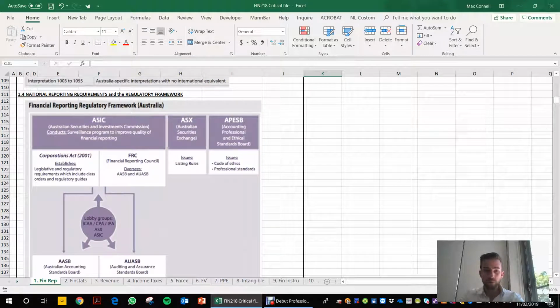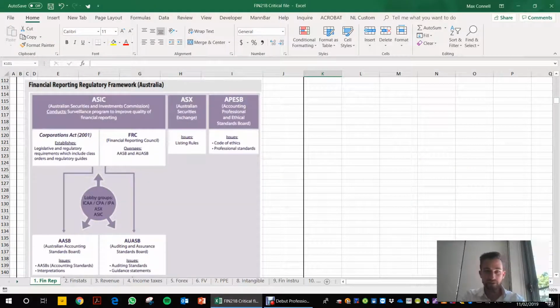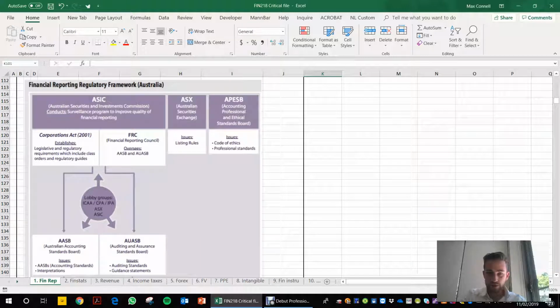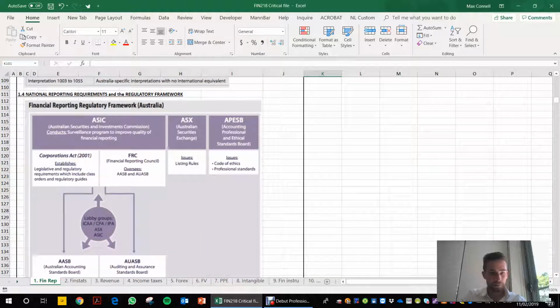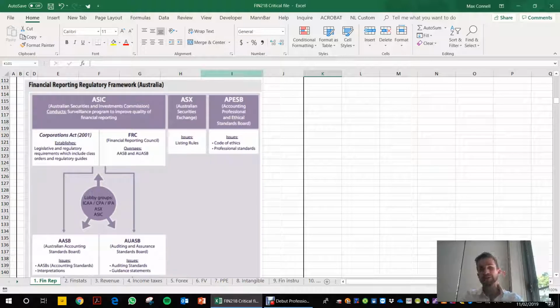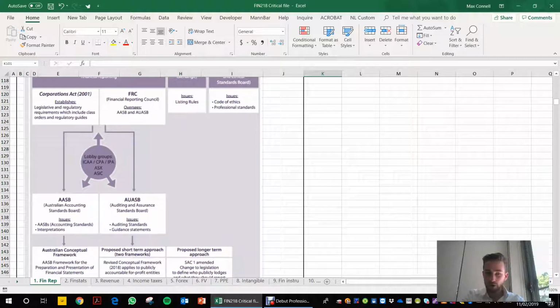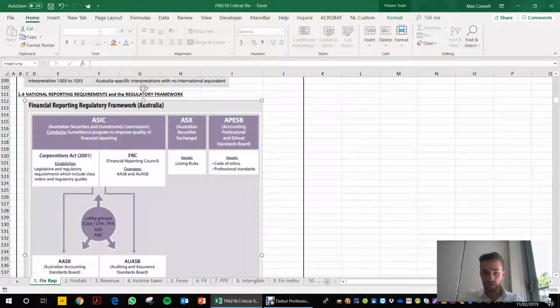So this is the national reporting requirements. This is basically how the Australian accounting standards interact with both the Corporations Act, so legislation, also the board, which oversees the Conceptual Framework, and also other parts of the Australian economy and financial and capital raising environment. For example, the ASX, there's no direct correlation, but the ASX has certain listing rules for listed entities, which overlaps with the Australian accounting standards because they need to follow general purpose financial statements, i.e. follow the accounting standards as a listed entity. We'll talk about that a little bit more.